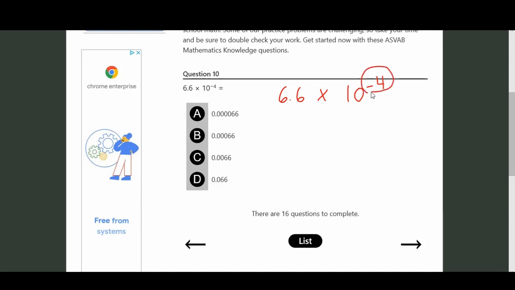Since the exponent is -4, what you're going to do is take this decimal and shift it to the left 4 times. 1, 2, 3, 4. Fill in your zeros. So 6.6 times 10 to the -4 is 0.0066, which is this one. Okay, if this 4 was positive, you would take this decimal and move it to the right 4. So that's that one.